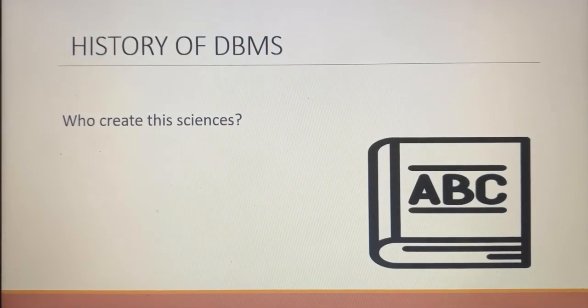History of databases. Who created this science? Charles Bachman, in the 60s, created and founded this science, and the main reason for doing that was to increase the chances of improving life and to help people.